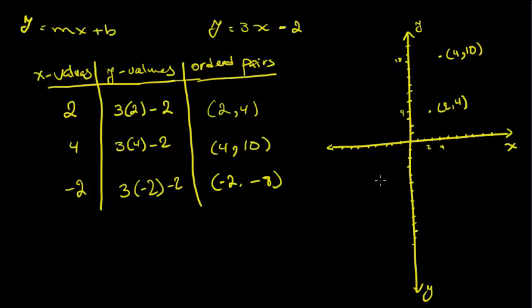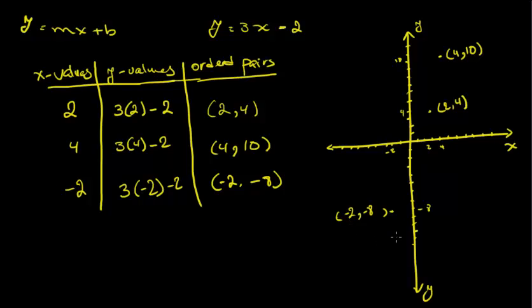When x is minus 2, y is minus 8. So 1, 2, this is minus 2. 1, 2, 3, 4, 5. Let me count again. 1, 2, 3, 4, 5, 6, 7, 8. This is minus 8. So there we connect them at this point, and this is going to be minus 2 and minus 8.